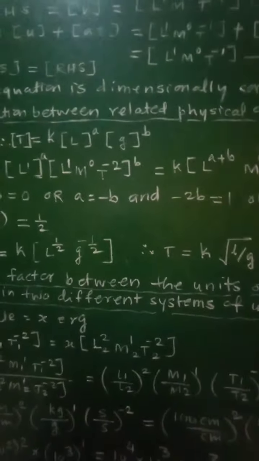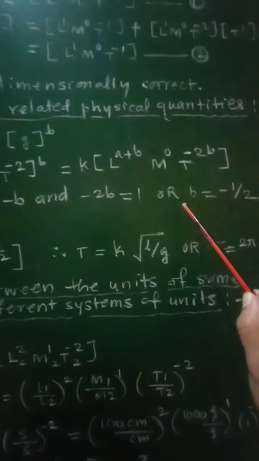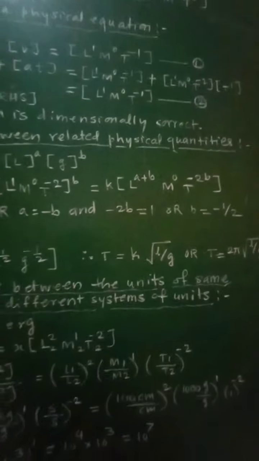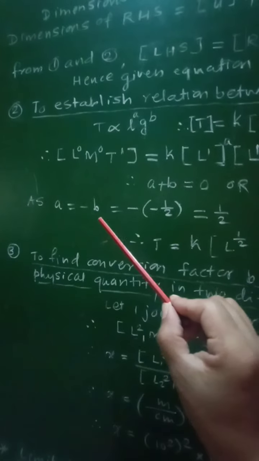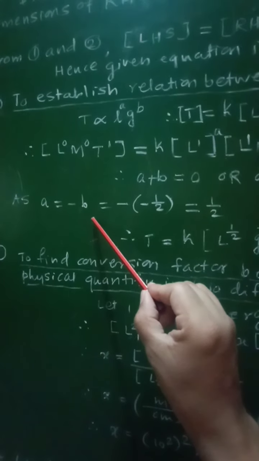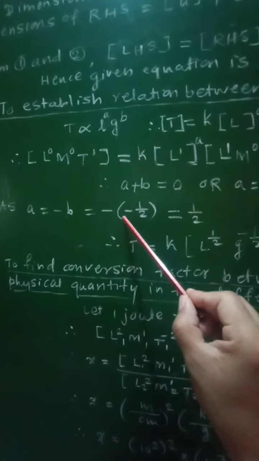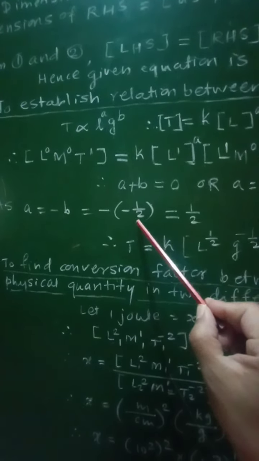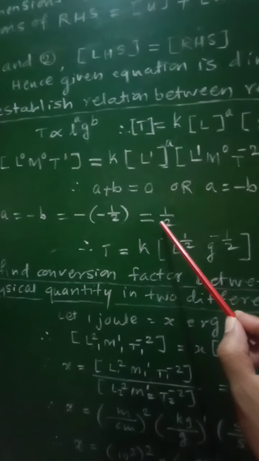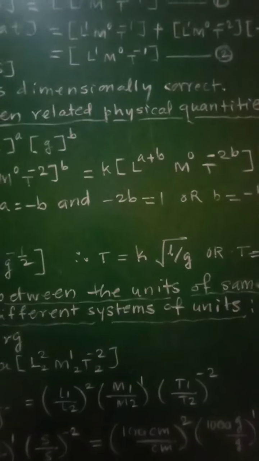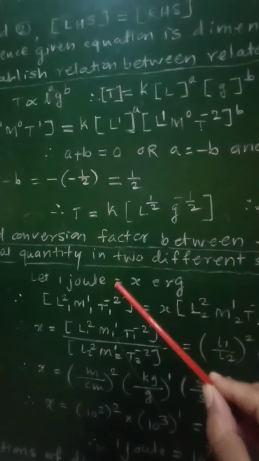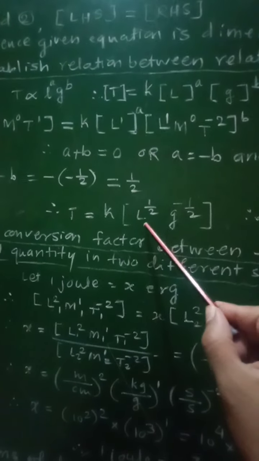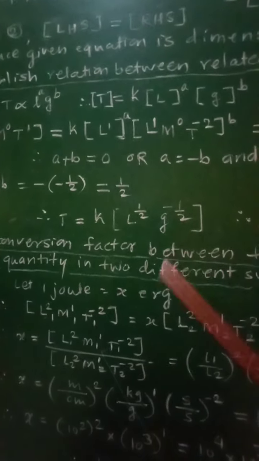So A is equal to minus B and B is equal to minus half, that we have got. But we know that A plus B equal to 0, and therefore A will be equal to minus B, that will be equal to minus of minus half. So minus of minus half will be equal to plus half, and therefore here A is equal to plus half and B is equal to minus half. And hence, putting these values in that relation, we can write T equal to K into L raised to half into G raised to minus half.